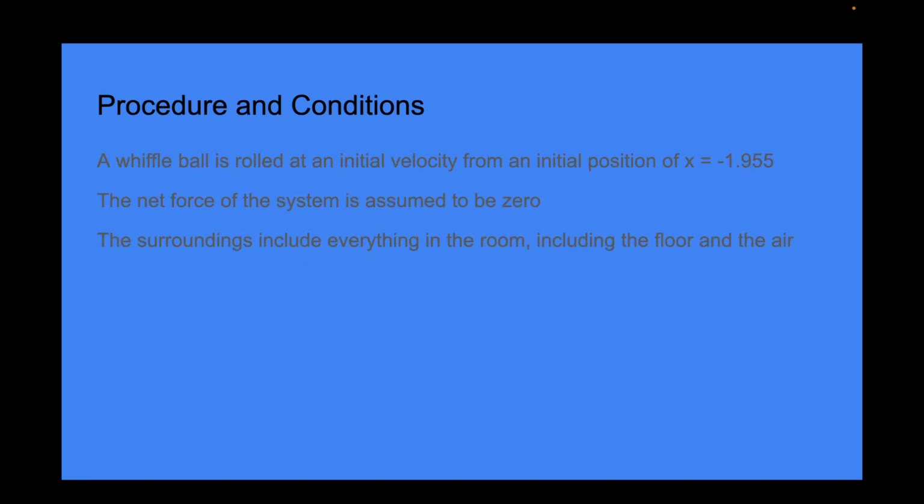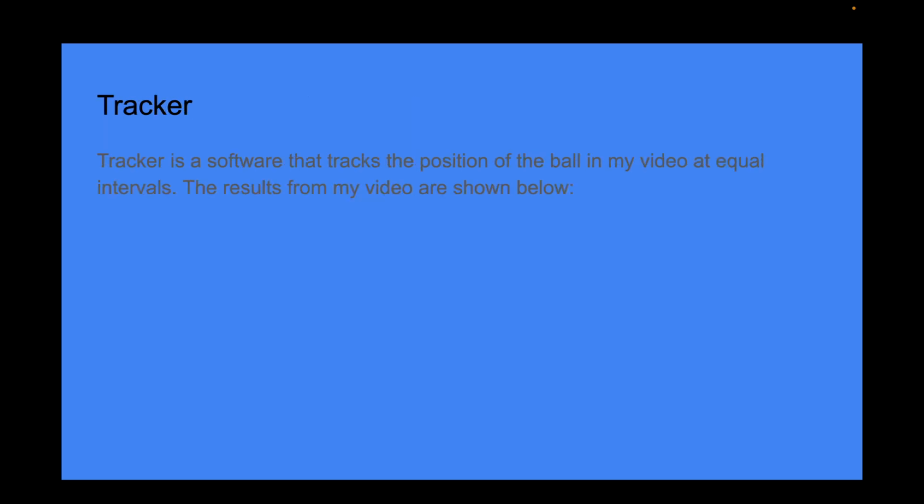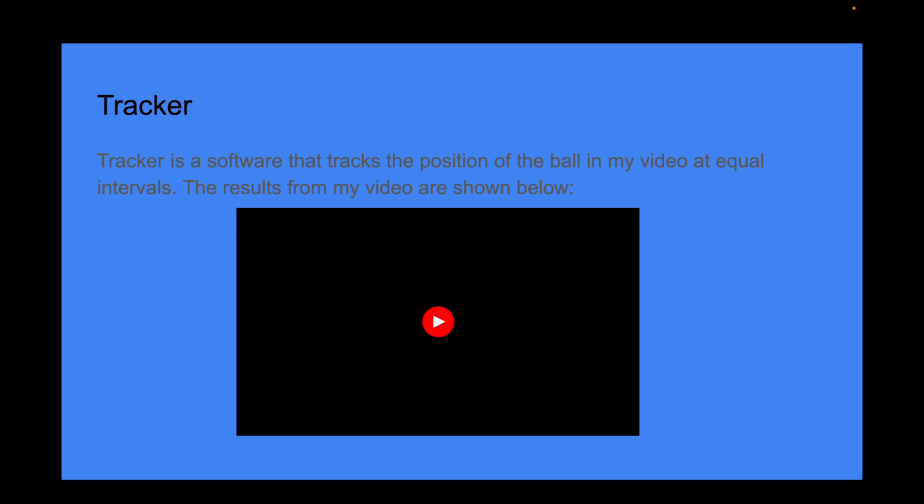The procedure and conditions: a wiffle ball is rolled at an initial velocity from an initial position of x equals negative 1.955. The net force of the system is assumed to be 0, and the surroundings include everything in the room, including the floor and the air. Tracker, which is what I'm using for this lab, is software that tracks the position of the ball in my video at equal time intervals. The results for my video are shown below.